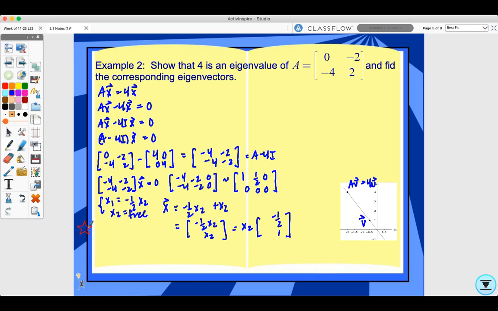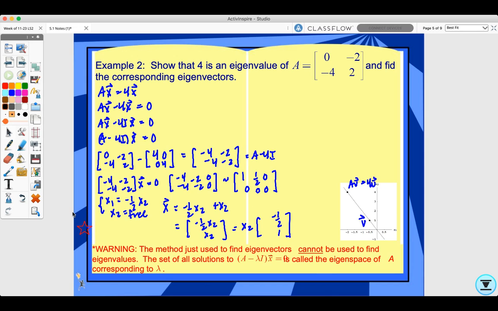Just as a little warning, the method just used to find eigenvectors cannot be used to find eigenvalues. The set of all solutions of A minus lambda I, x equals 0 is called the eigenspace of A corresponding to lambda.